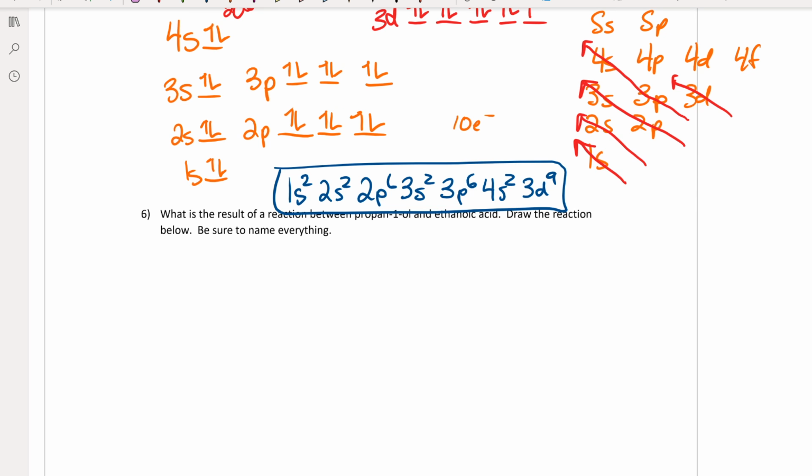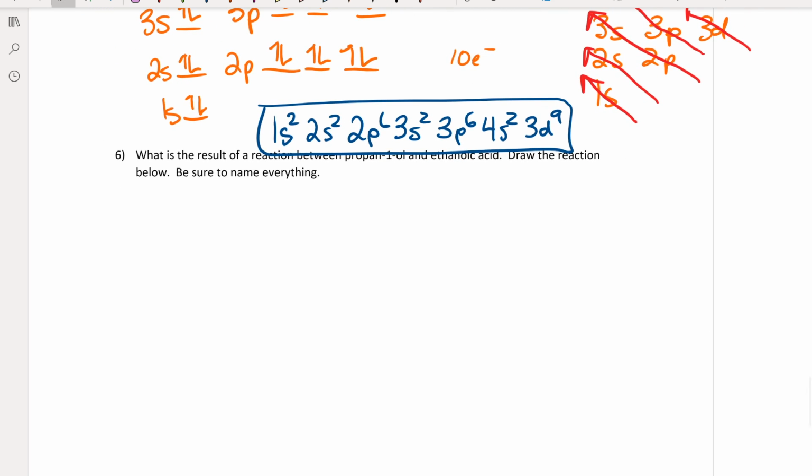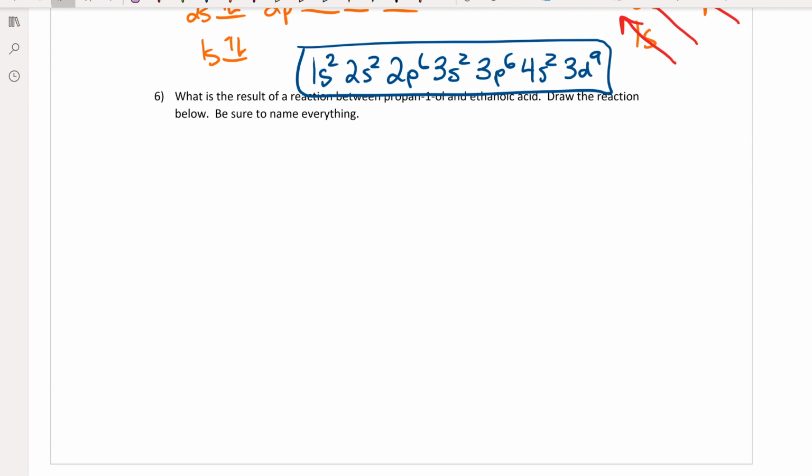Right, and then what is the result of a reaction between propan-1-ol and ethanoic acid? Draw the reaction, be sure to name everything. All right, well, we can do this. Propanol is 1, 2, 3. Propan-1-ol means there's an OH there. The rest of these are all just hydrogens. That is propan-1-ol.